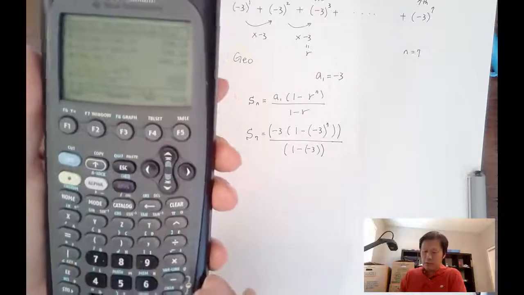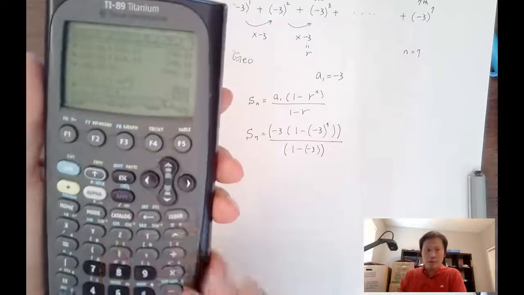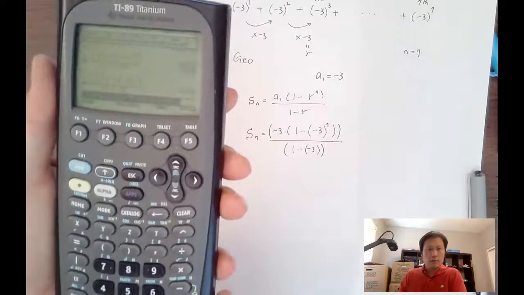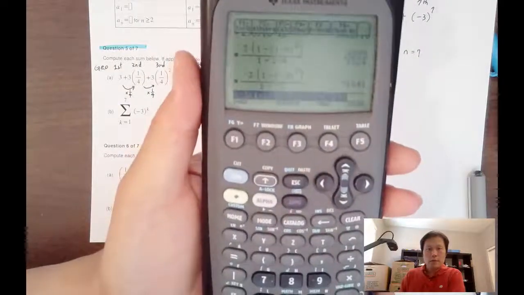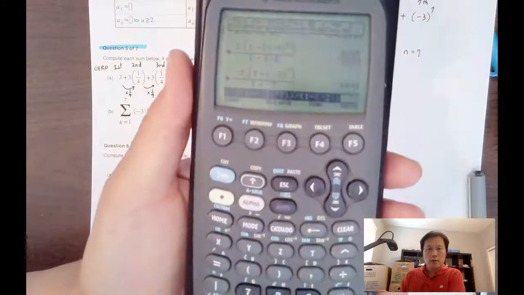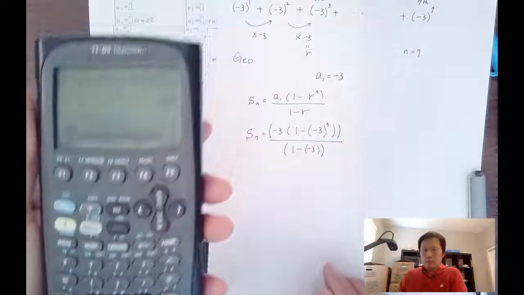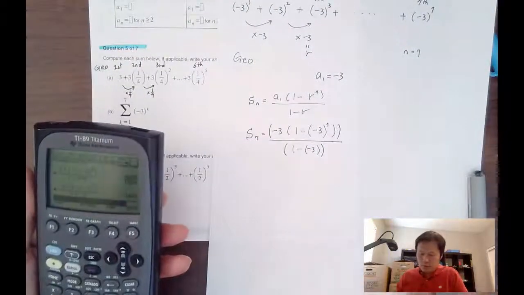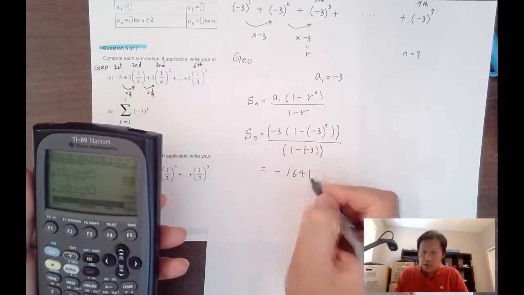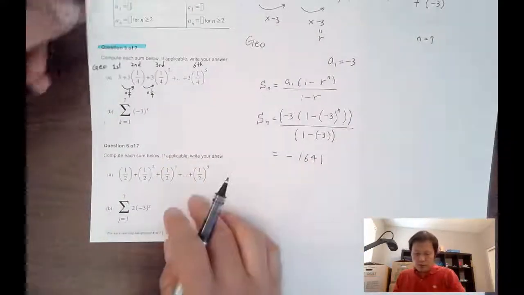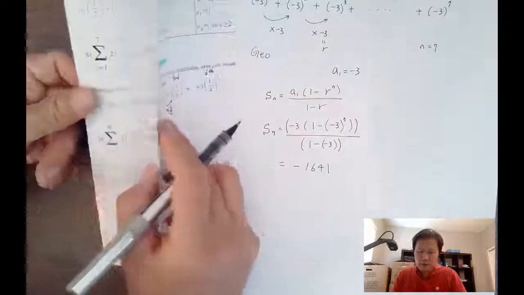Yeah. So if you look at my calculator entry, I got minus 1641 as a final answer. Let me see, minus 1641.